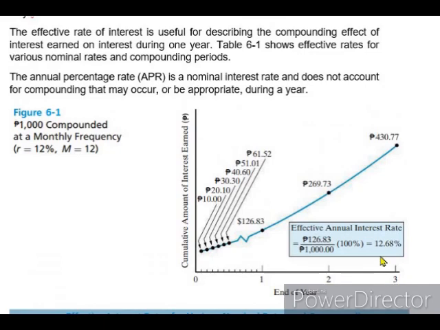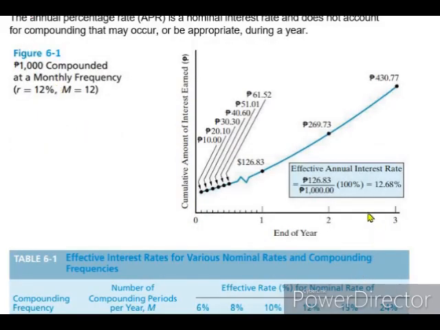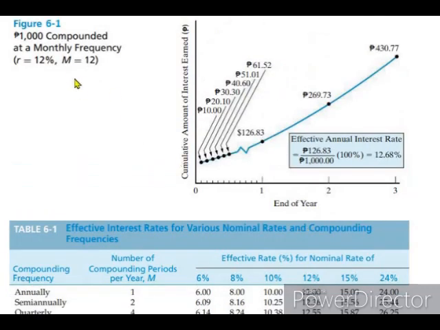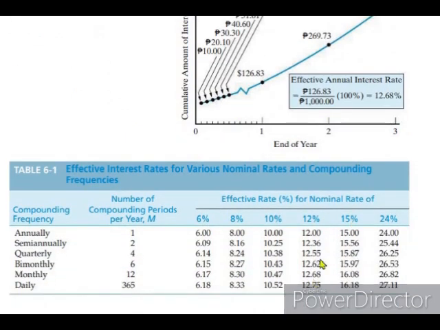So, paano nakuha? Ayan, no? Sinubstitute lang doon, dinivide lang, okay? Yung 126 divided by 1,000, para makuha lang yung percentage nun. Okay, nung tinaas, yung effective annual interest rate, 12%, 12.68%. Okay? So, ito rin siya guys, 12.68, kasi kung yung M mo ay 12, tapos 12%, ayan 12%, di ba? Yung R, ayan 12.68. Okay?